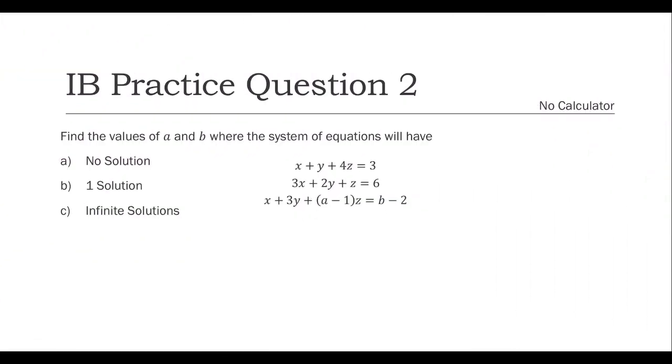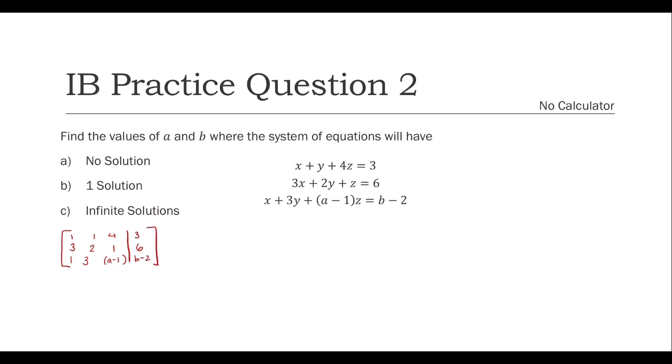So here we have our second IB practice question, which is also no calculator. It says find the values of a and b where the system of equations will have no solution, one solution, and infinite solutions. So let's start by converting this into a matrix. For our matrix, we have 1x, 1y, 4z equals 3, 3x, 2y, 1z equals 6, 1x, 3y, (a minus 1)z equals b minus 2.